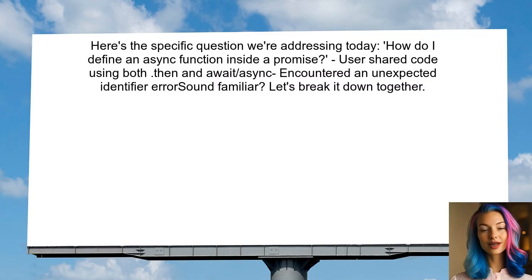Here's the specific question we're addressing today. One user asked, "How do I define an async function inside a promise?" They shared their code using both the .then method and the await async approach, but they encountered an unexpected identifier error. Sound familiar? Let's break it down together.